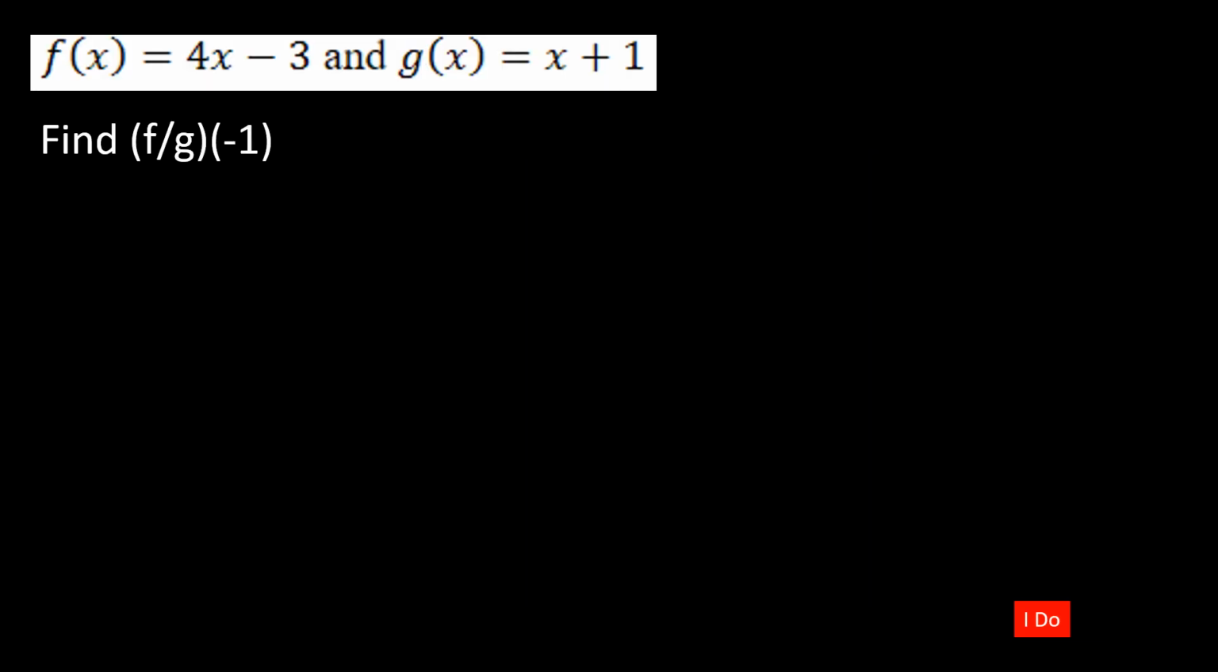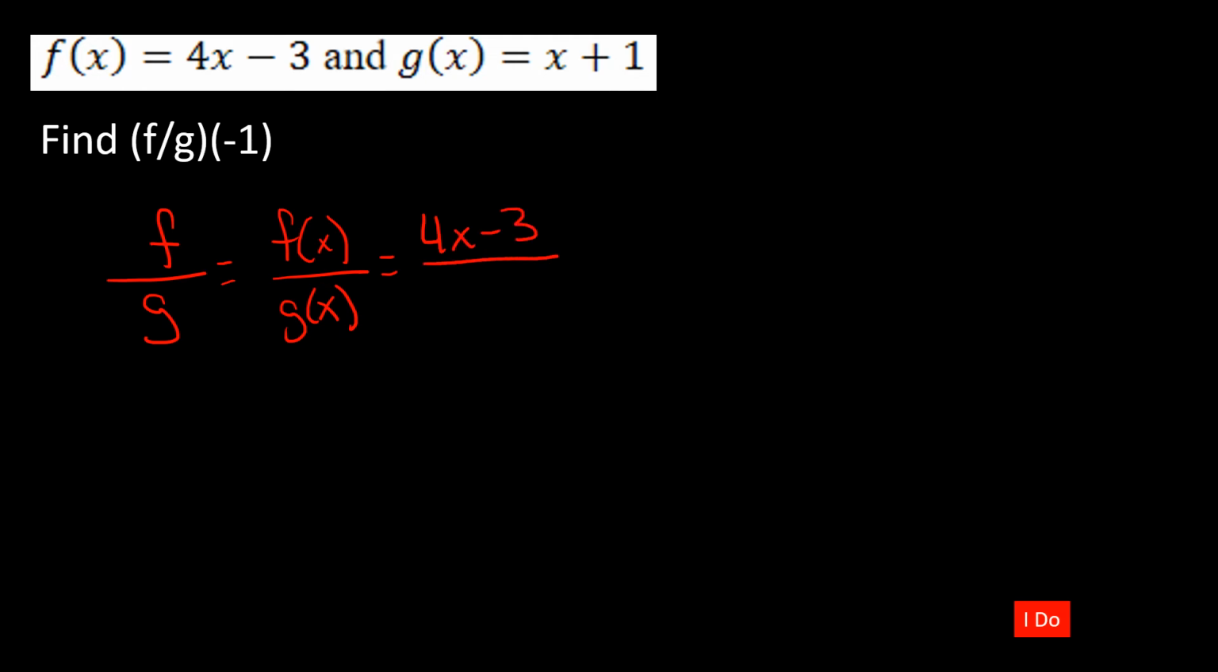So next we have some function manipulation and operations. What's happening here is we're seeing f divided by g. What this means is we take f of x over g of x. Well, f of x is given to us as 4x minus 3, divided by g of x, which is x plus 1. What we want to do next is make sure that we plug in our x value. In this case, it would be -1.